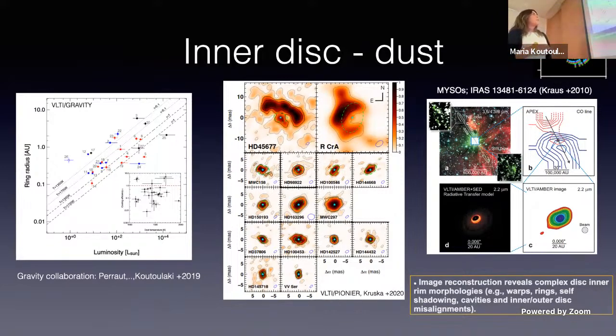Although all this has been done in the case of low mass and intermediate mass stars, in the case of massive stars, not much has been done so far. This is actually the first image of a massive young stellar object, which was done in 2010. Since then, this is the only image that we have so far.